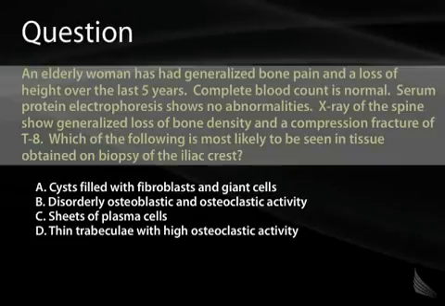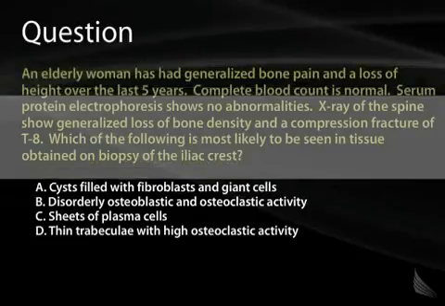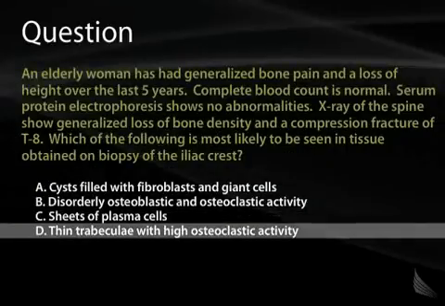So first of all, the diagnosis here is osteoporosis. And the clues that will tell you are the loss of height and compression fracture, which is very typical of osteoporosis, and the most common and most quantitative finding is really the generalized loss of bone density. So she clearly has osteoporosis, and the underlying pathophysiological feature of osteoporosis is thin trabeculae with high osteoclastic activity, which is number D. So the correct answer is D, thin trabeculae with high osteoclastic activity, a hallmark feature of osteoporosis.